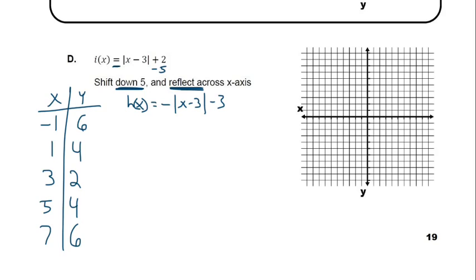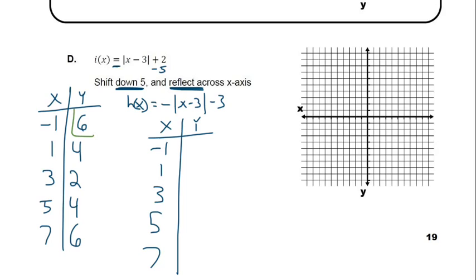So, which do you do first? Do you make it negative, or do you subtract 5? Remember your order of operations. So you multiply by negative, and then you subtract 5. So this 6 is going to become a negative 6, and if I subtract 5, well, that becomes a negative 11.